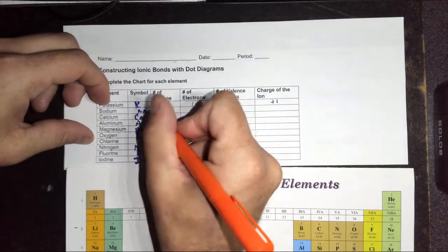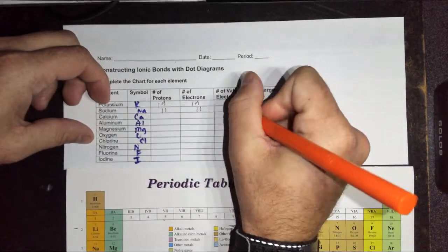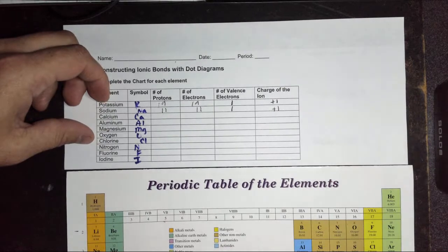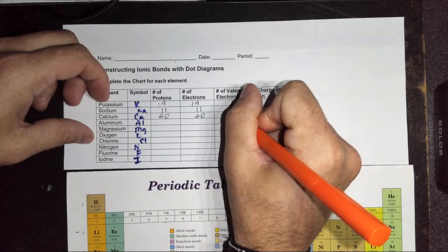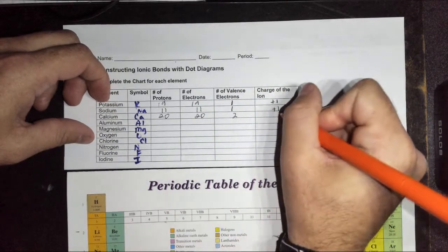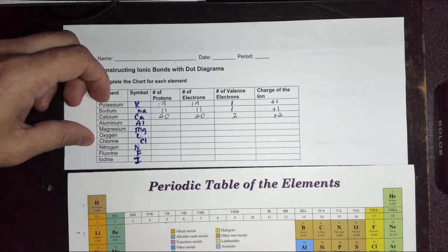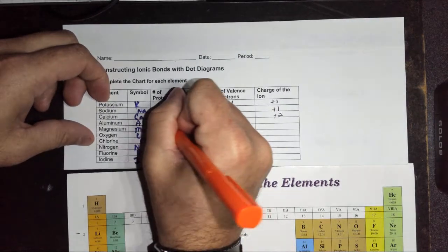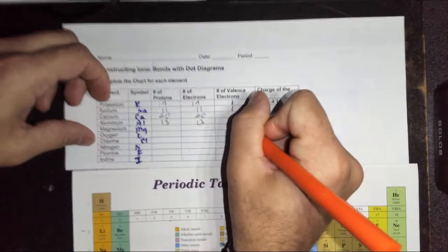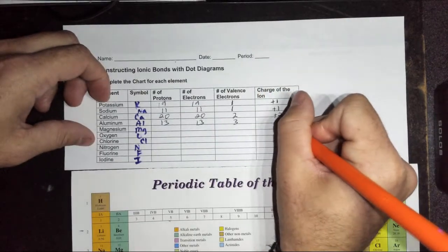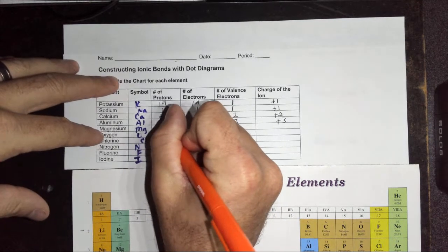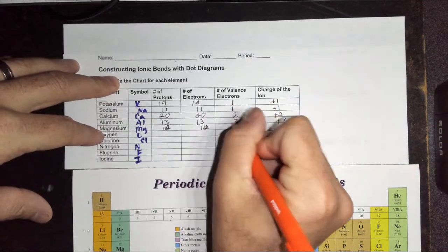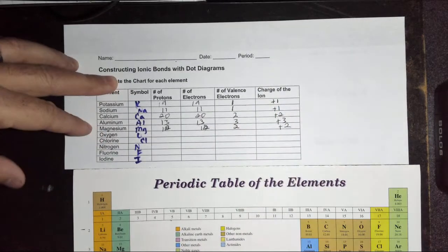So sodium is 11. It has one valence electron, so its charge is +1. Calcium is 20 electrons, 2 valence electrons because it's in the alkaline earth metals, so its charge is a +2, or oxidation state. Aluminum has 13 protons, 13 electrons. It has 3 valence electrons, so it wants to give up those 3, so it's a +3. It wants to lose them. It wants to give them up and become more positive. Magnesium is 12, so it has 12. It has 2 valence electrons, so it's a +2.